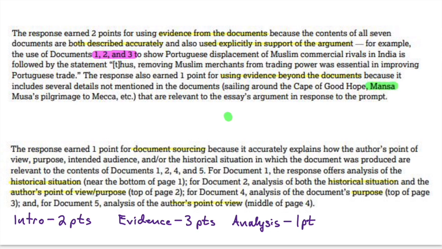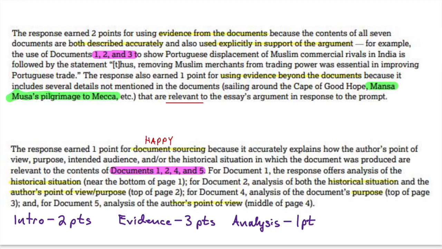The response also earned 1 point for using evidence beyond the documents because it includes several details not mentioned in the documents, sailing around the Cape of Good Hope, Mansa Musa's pilgrimage to Mecca, that are relevant, not just random, to the essay's argument in response to the prompt. The response earned 1 point for document sourcing, that's HIP, because it accurately explains how the author's point of view, purpose, intended audience, and or the historical situation or context in which the document was produced are relevant to the contents of documents 1, 2, 4, and 5. So they did 4 HIP statements.